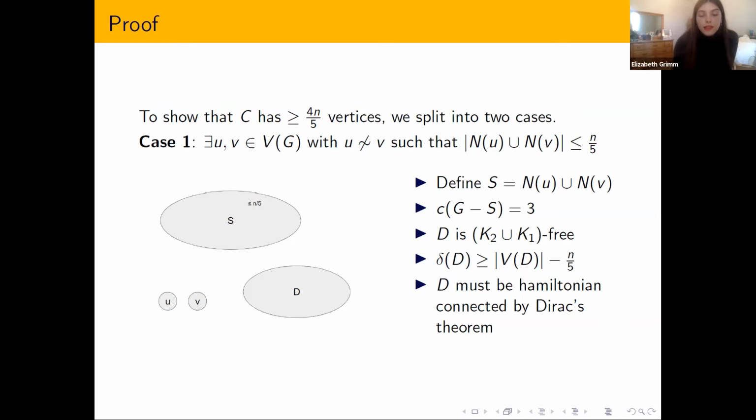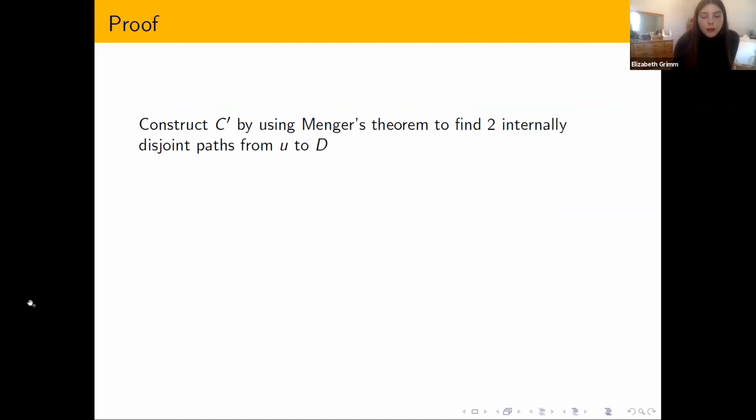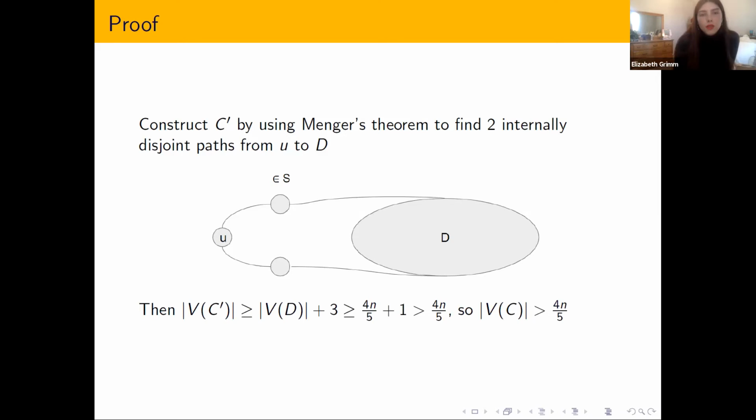So then we can use Menger's theorem, which says if we have a k-connected graph, there exist k internally disjoint paths from one subset of the vertices to another distinct vertex subset. So in this case, we want to find two disjoint paths from U to D. So we go from U, we have to go through S into D, use the Hamiltonian connectedness of D to get out back into U. So we know that this cycle that we just constructed has at least the size of D plus 3, which gives us the lower bound that we wanted on the cycle.